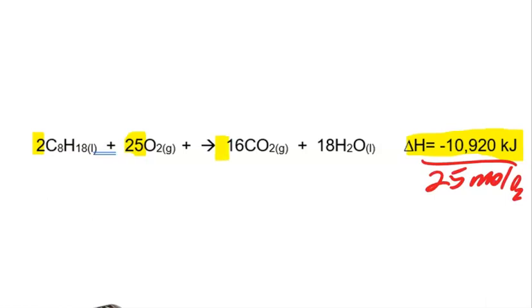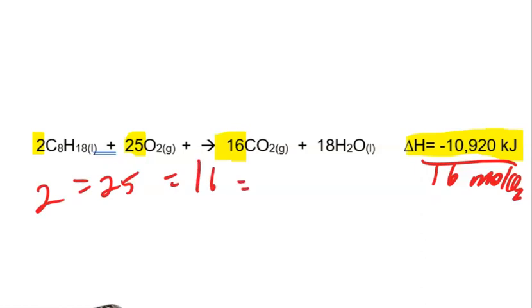If we were talking about carbon dioxide, it would not be 25 anymore. It would be per 16 moles of CO2 being produced, because 2 equals 25, which equals 16, which equals 18. Tell that to your math teacher. So when 2 moles of octane are burned, you need 25 moles of oxygen used up, 16 moles of carbon dioxide, and 18 moles of water produced.